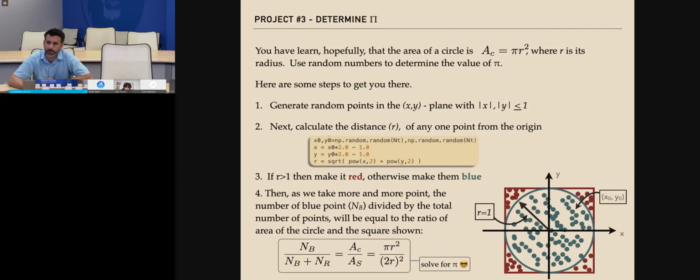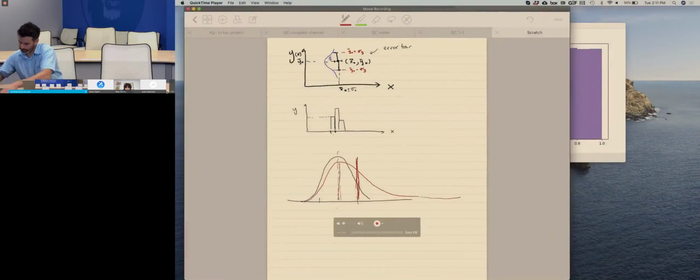First, you're going to generate a random set of points x and y that are inside of this constrained box, where the absolute values of x and y are both within 1. And then you're going to calculate the distance. Here, let me use the iPad. The iPad is going to be easier here.